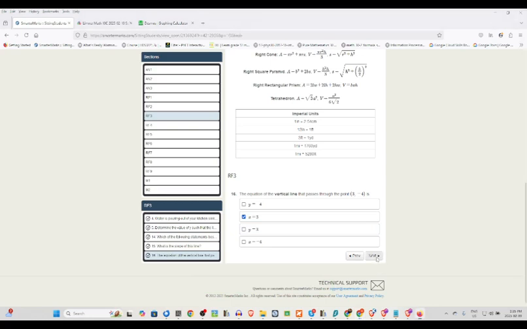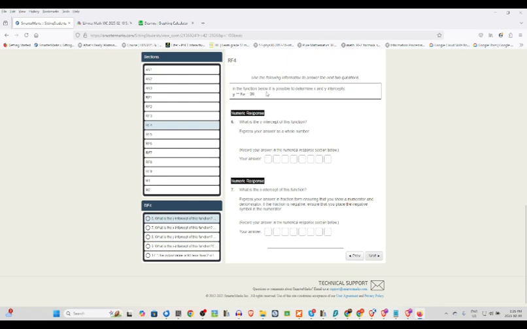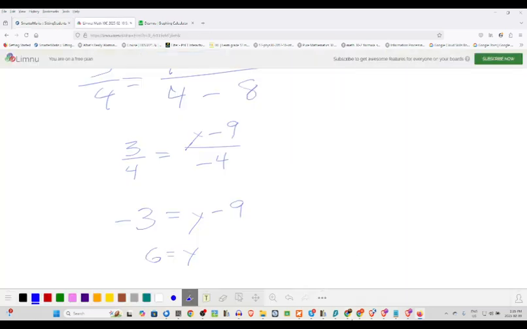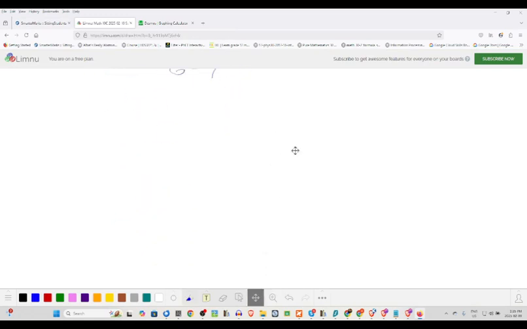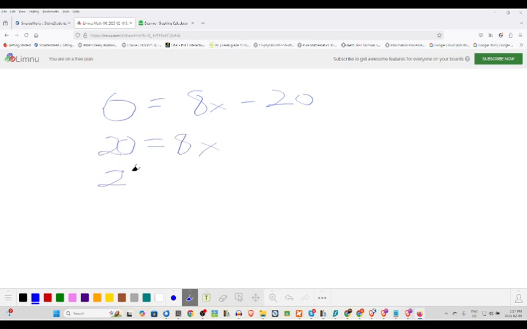Moving on to RF4. So we want to find the x and y intercepts. The y we can read off. It's in slope-intercept form. So our y-intercept is -20. For our x-intercept, we let y equals 0 and solve. So we have 0 equals 8x minus 20. Add 20 to both sides. Divide both sides by 8. And when we simplify this, we'll have our x value.